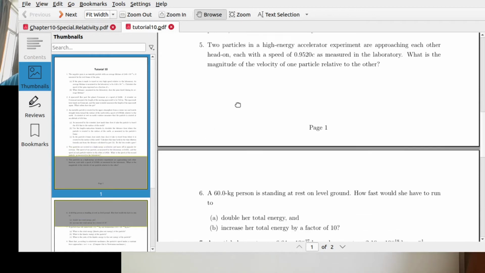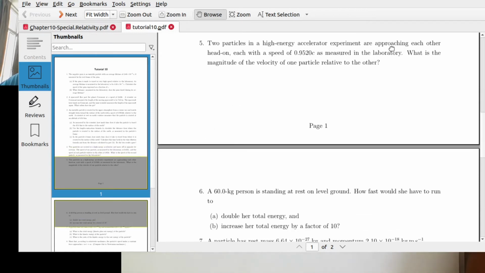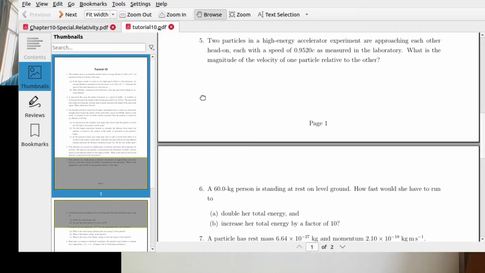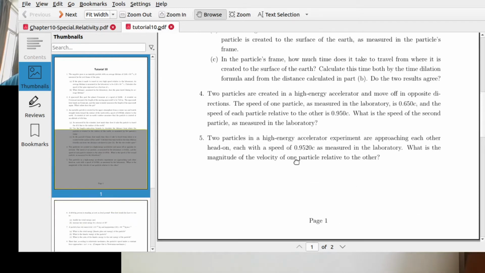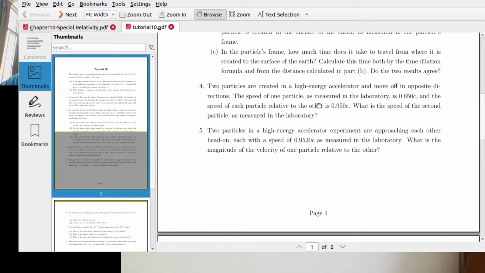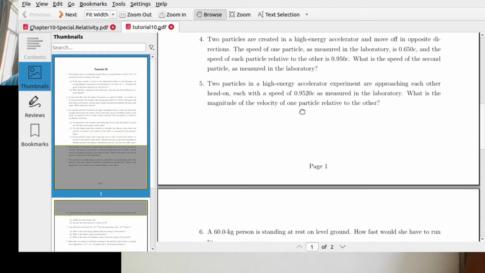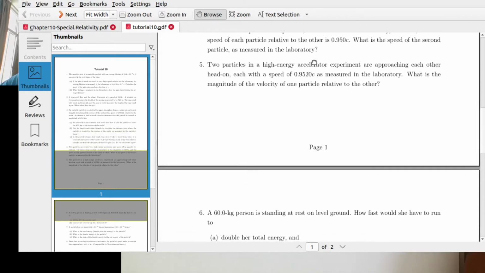Question 5 is: two particles in a high energy accelerator approach each other with a speed of 0.520 c. So just a slightly different number compared to this. That's why I felt a bit strange, but yeah, similar number. Measured in the laboratory, what is the magnitude of the velocity of one particle relative to the other?